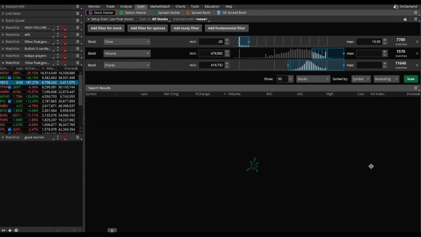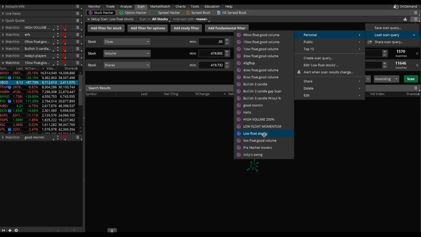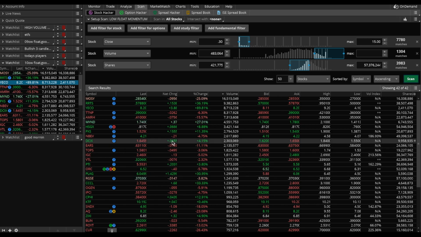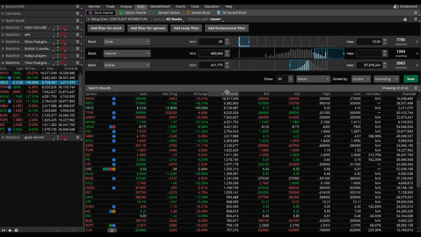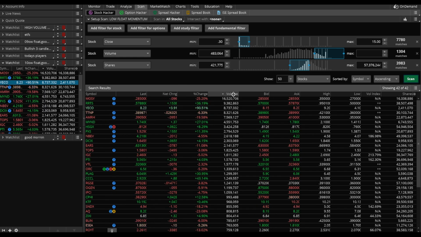So we click save, and then you're going to go here, load, personal, and select the one that we just created, low float momentum, and click scan. As you can see, this is the same as I have it right here. The most important thing then is to sort it by volume, because if it's not, you're just going to get a mess. So sort it by volume from the top to the lower ones, and this is what you use.